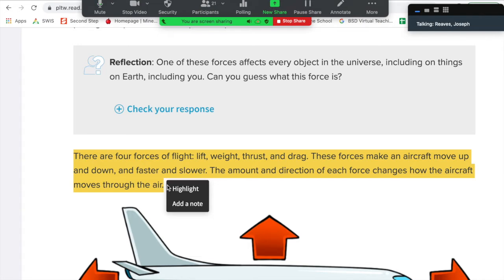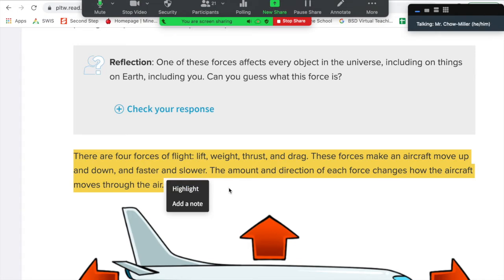There are four forces of flight: lift, weight, thrust, and drag. These forces make an aircraft move up and down, and faster and slower. The amount and the direction of each force changes how the aircraft moves through the air.